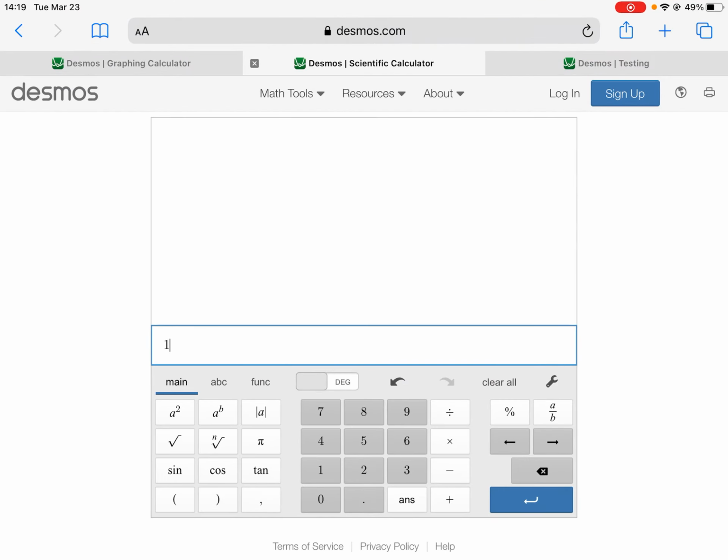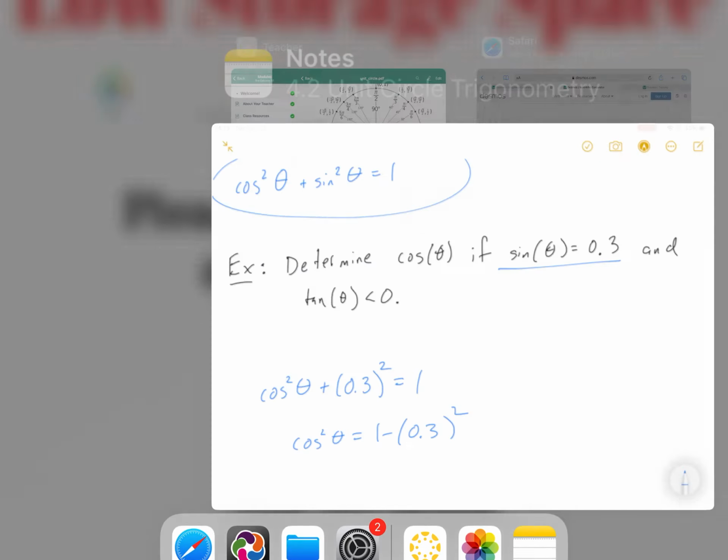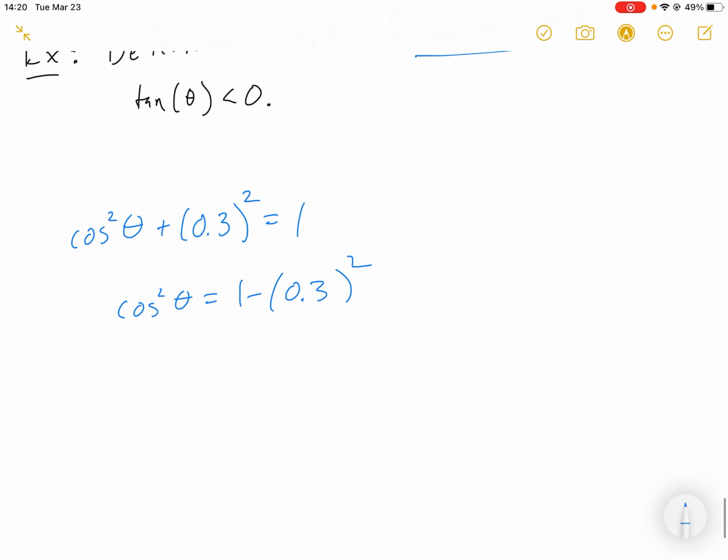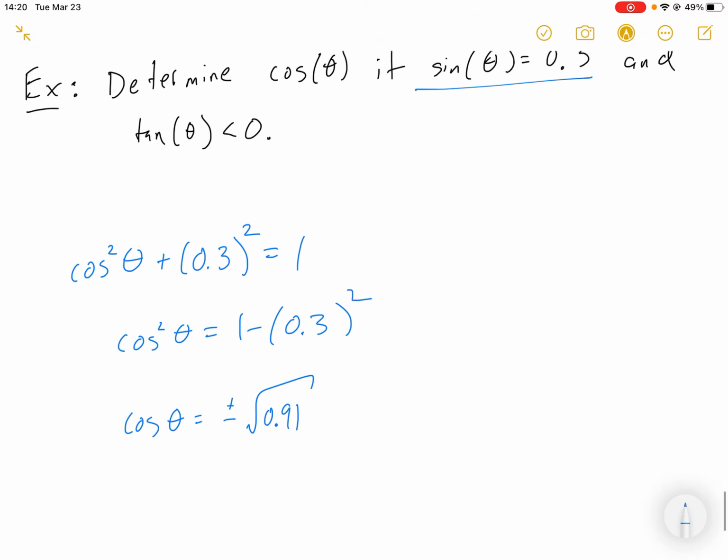So you get out your calculator. You say 1 minus 0.3 squared. We get 0.91. And now I have to take the square root of 0.91, and I get about 0.95, whatever. So we end up with cosine of theta equals plus or minus. Now I took the square root of both sides, so I'm worried about that plus or minus.